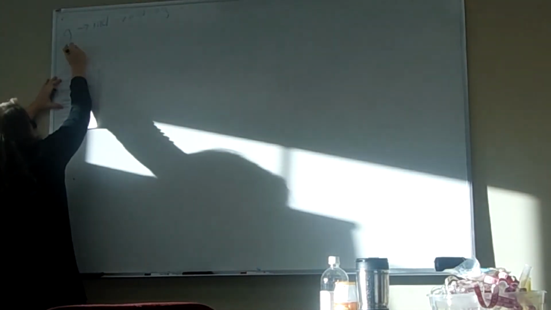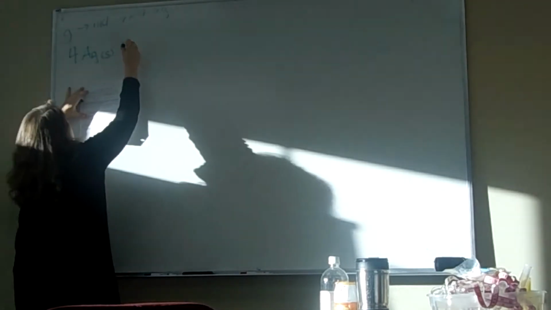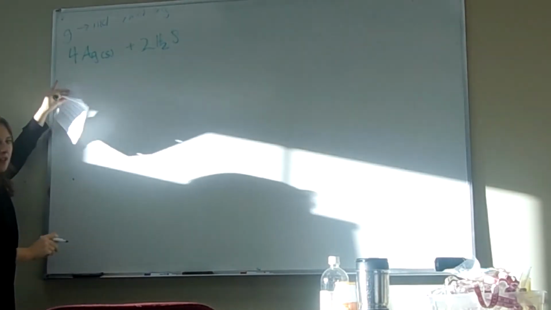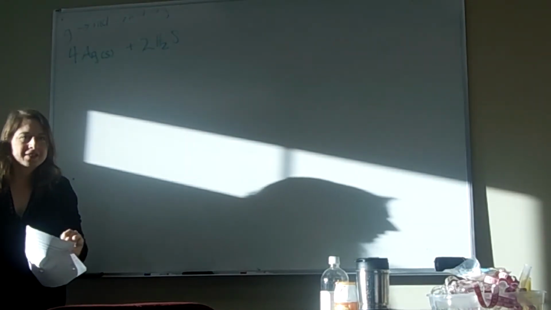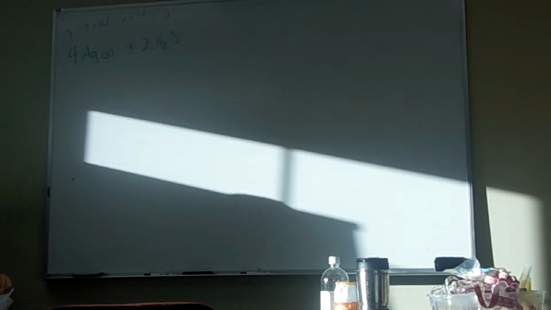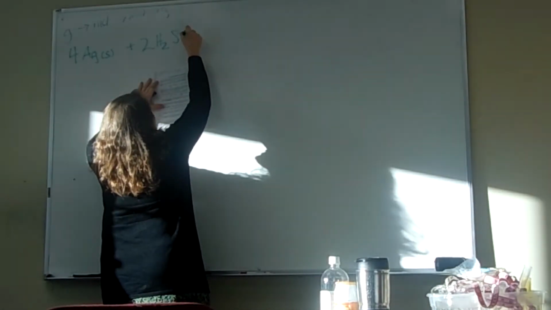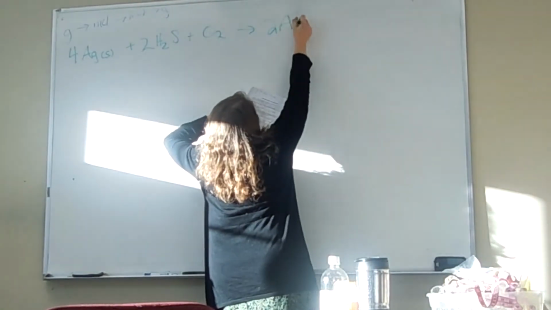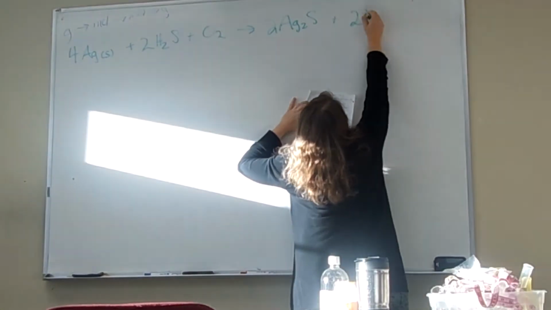Okay, so we've got 4 Ag, which is silver, and that's a solid, of course, plus 2 dihydrogen sulfide. So is that ionic or covalent, Grace? Covalent, because hydrogen is a non-metal and sulfur is a non-metal. So dihydrogen sulfide needs those prefixes. Plus oxygen from the air gives us 2 silver sulfides plus 2 liquid waters.